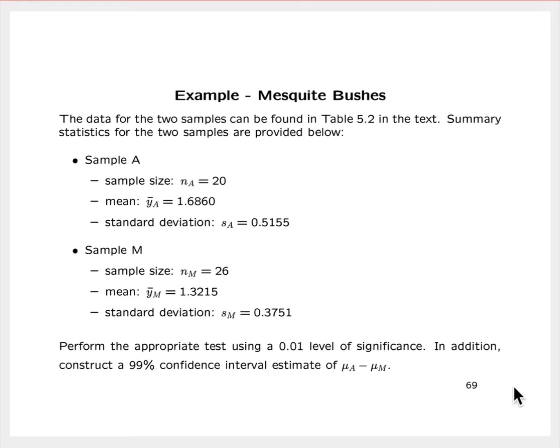Now, we saw this example before, in the section where we were comparing two population variances. And we said at that time that we were looking at that example there because the way that we compare the population means depends upon whether it's reasonable to assume that the population variances are equal.